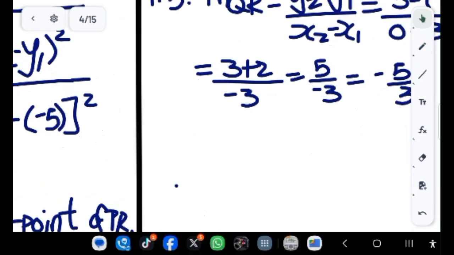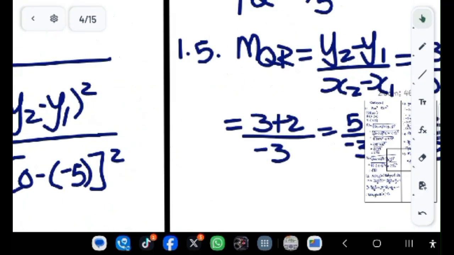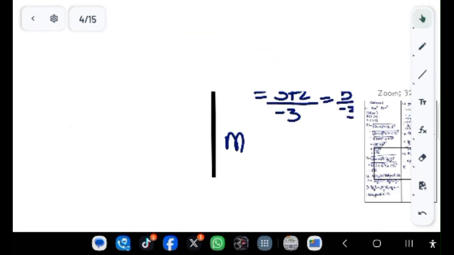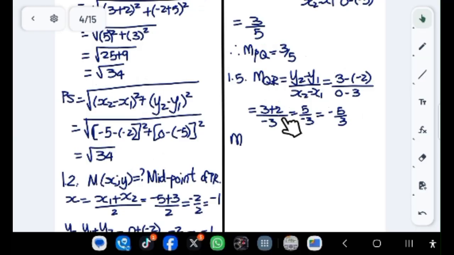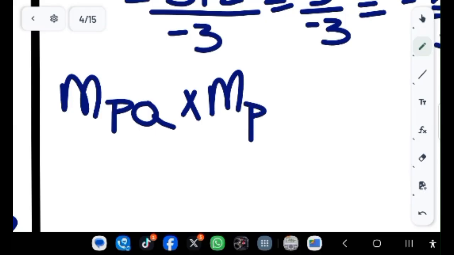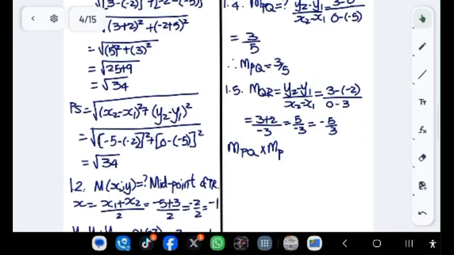Now let's multiply this together. If they give us negative 1, then it means that the two lines are perpendicular. So let's multiply the gradient of PQ with the gradient of QR. M PQ times M QR.